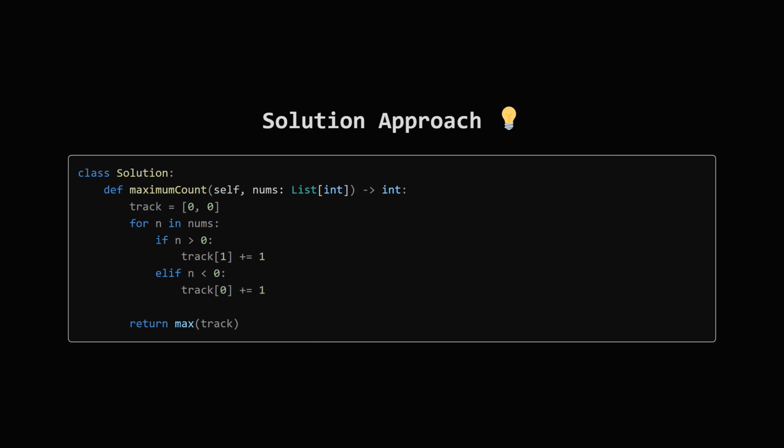Here's my solution. I just initialize a list called track with 2 zeros, 1 for negatives, 1 for positives. Then I loop through the numbers. If a number is positive, I increment the second element of track, and if it's negative, I increment the first element. Finally, I return the maximum of the two counts. This runs in big O of n time, because we go through each number once, and big O of 1 space.